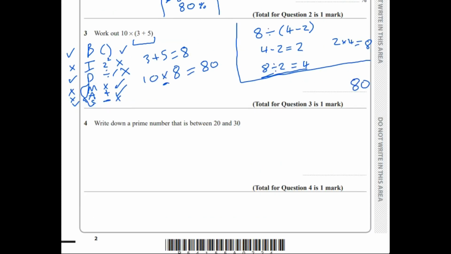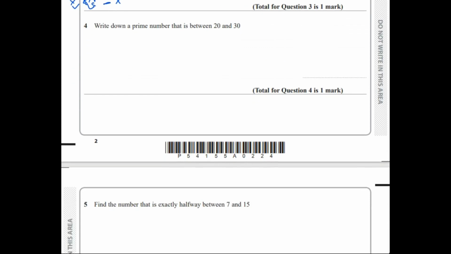Right. Moving on to question 4. Write down a prime number that is between 20 and 30. So what I'm going to do here is write down all the numbers between 20 and 30. So 21, 22, 23, 24, 25, 26, 27, 28, 29.